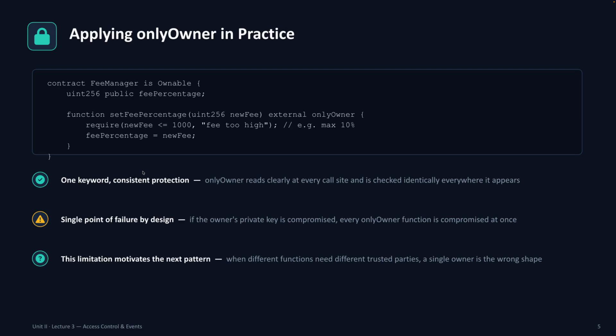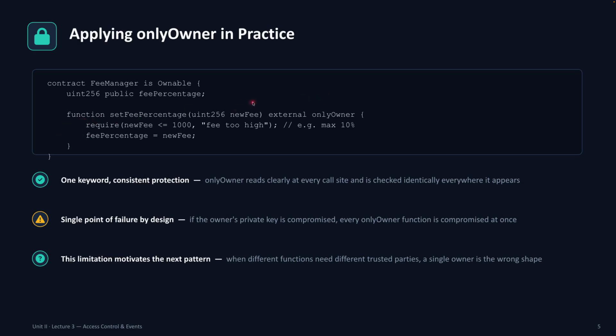How can we apply onlyOwner in practice? Prior, we have seen a set fee percentage whose visibility specifier was external, and that can be called by anyone. So right now what we have done is we have created a FeeManager contract which inherits from Ownable. This contract has a set fee percentage which takes a new fee value. Its visibility specifier is external, and it can be called only by the owner of the contract.